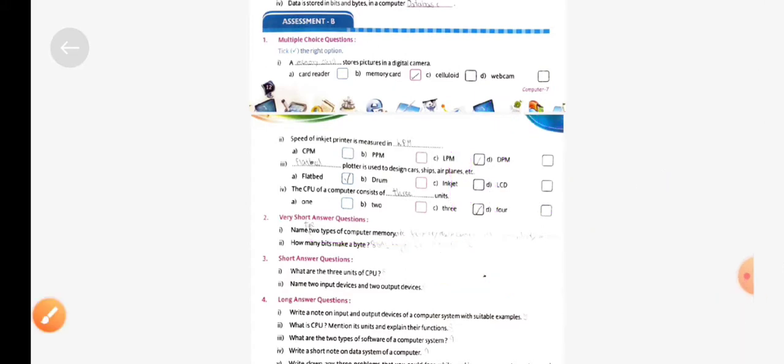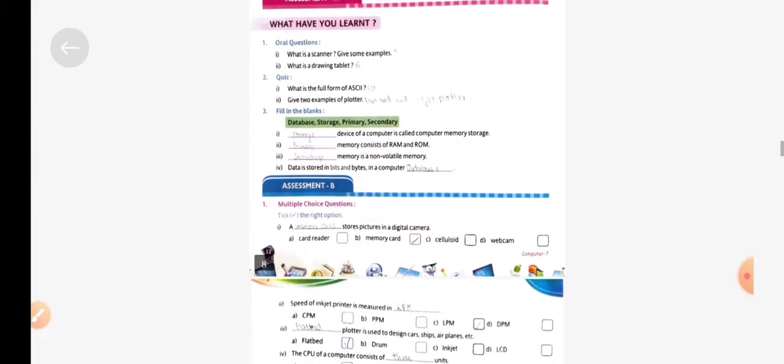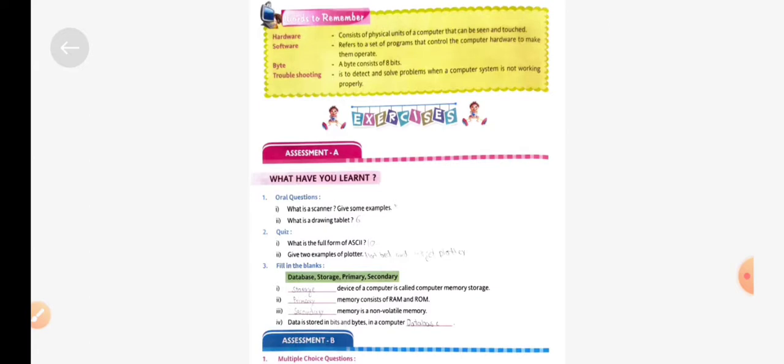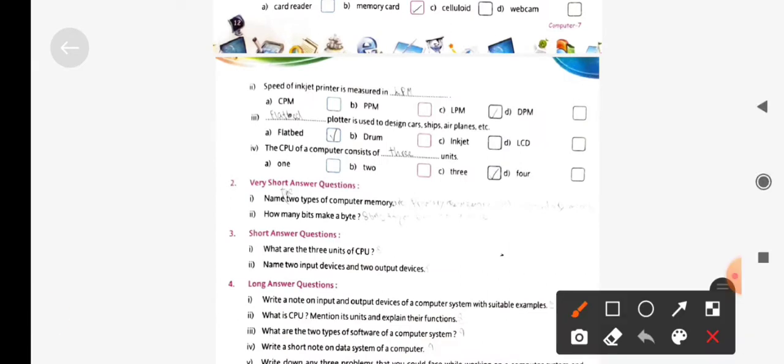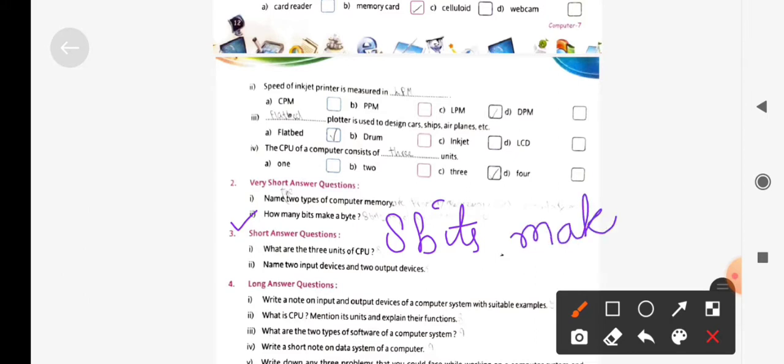Now for the second one, you see how many bits makes a byte. So you can write down from here. Okay, you write down like that. For the second one, you write down 8 bits make a byte. Okay, this you write down for the second answer. 8 bits make a byte.